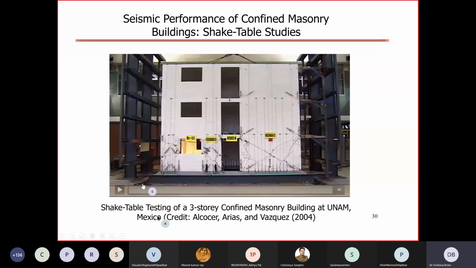Here is an example of a shaking table study of a model of a confined masonry building in Mexico. You can see it has a door, windows, and it was done at UNAM, that is the largest government university in Mexico. It has 250,000 students in Mexico City. And the researchers are Professor Sergio Alcocer and his colleagues at UNAM. It was done about 20 years ago.